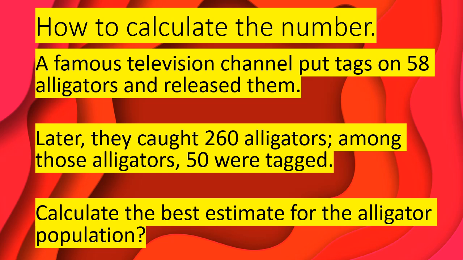So how to calculate the number? Here's a few examples. A famous television channel put tags on 58 alligators and then released them. Later, they caught 260 alligators. Among those alligators, 50 were tagged. So calculate the best estimate for the alligator population. I'm going to go straight ahead and do the answer. Up to you whether you stop to work it out or you just follow my answer. Here we go.